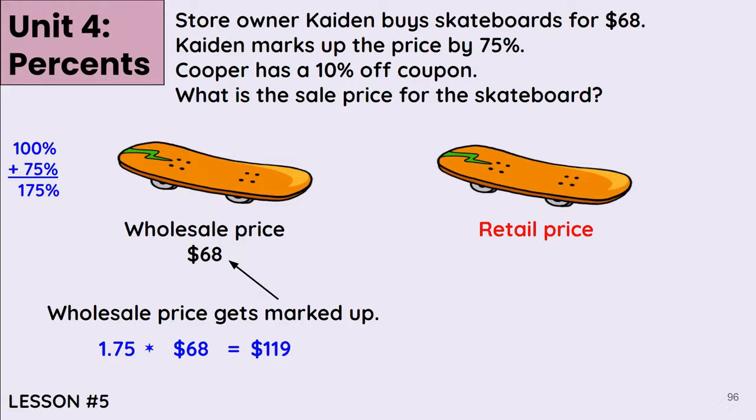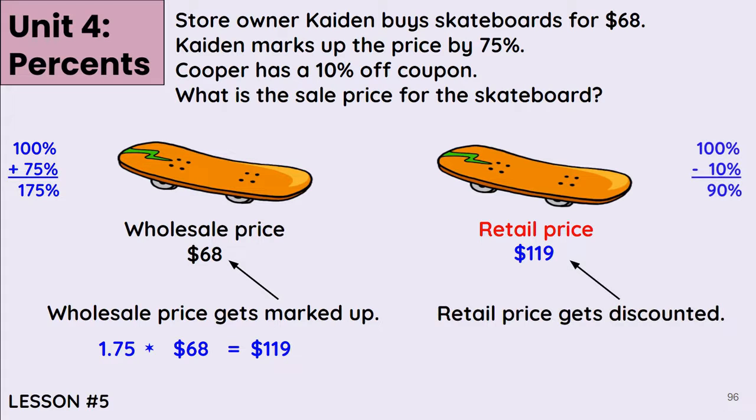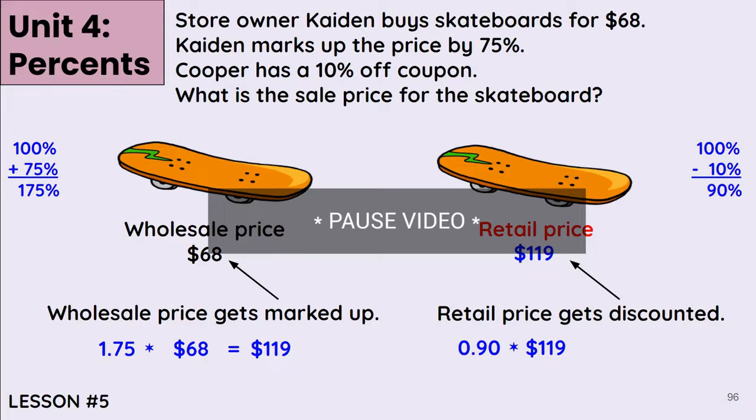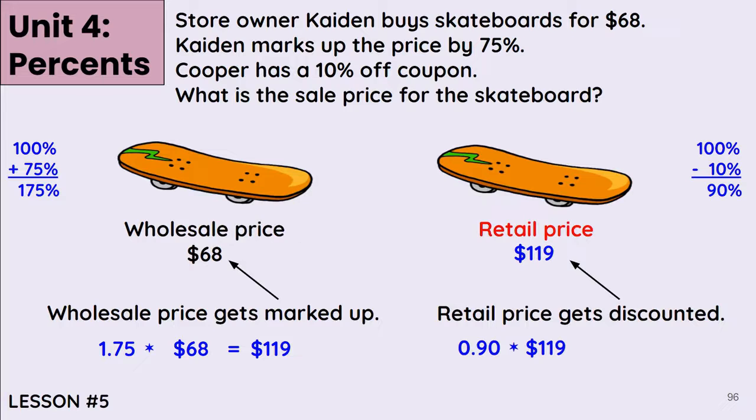So for the retail price, Cooper is going to see that it's $119. But Cooper has a 10% off coupon. So instead of having to pay 100%, he gets 10% off, so he only has to pay 90%. So go ahead and find out what 90% of $119 is. All right, you should have found that the price is going to be $107.10.